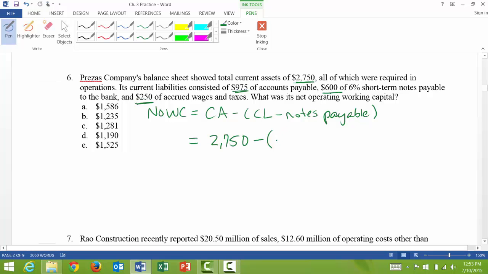Current liabilities is really 975 plus 600 plus 250. That's the true current liabilities, and then minus the notes payable of 600. So this part and this part are going to zero out. So once we subtract those values from the current assets, we get 1,525. And so that's answer E.